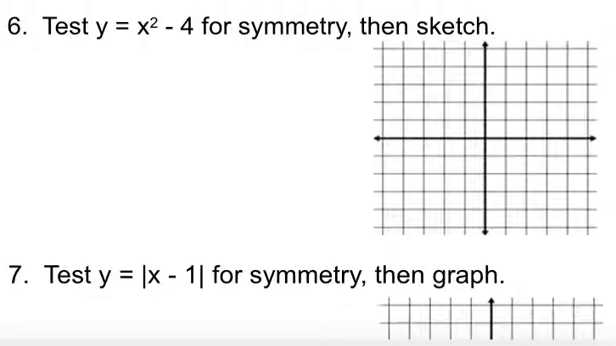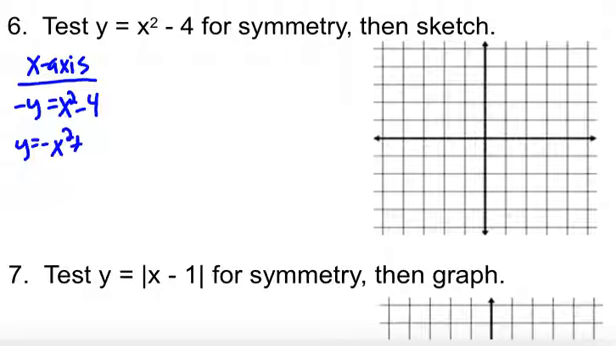We're going to do another test for symmetry, and then we're going to sketch it. So, let's start with x-axis. So to test for x-axis, we plug in negative y. So negative y equals x squared minus 4. Well, that's obviously not the same thing. If you really wanted, you could divide both sides by negative 1. Get y equals negative x squared plus 4. But when you compare that to your original, obviously that is not the same thing. So that's going to be a no.